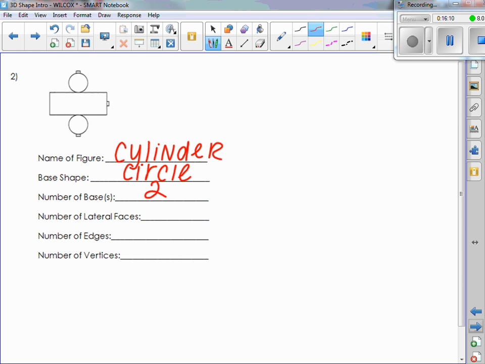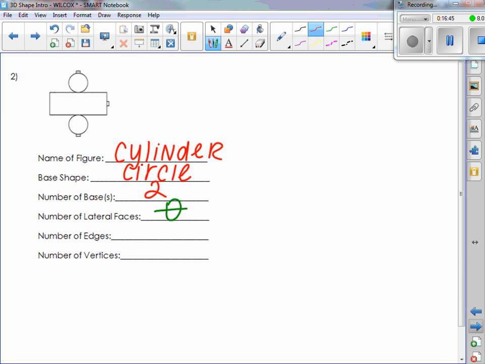2. Lateral faces. Lateral meaning straight. No, 0. There are no straight faces. If I were to make this cylinder, fold it up, tape it, make it an actual 3D figure, it would be a curved surface. Remember, a cylinder is a non-polyhedron. It does not have a flat face. So we would want to put 0. Yes, it looks like a rectangle when we fold it out and make its net, but remember, you have to envision the actual 3D figure.